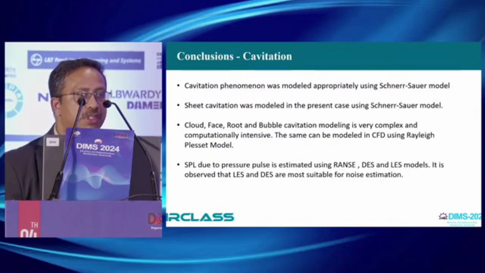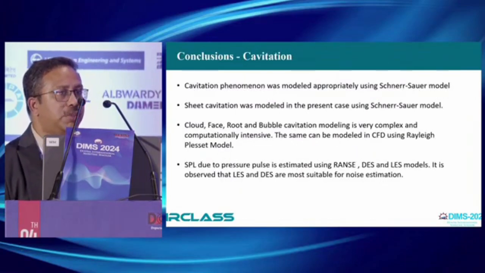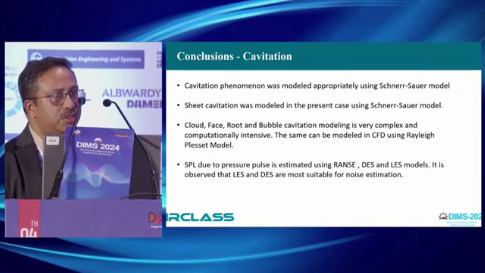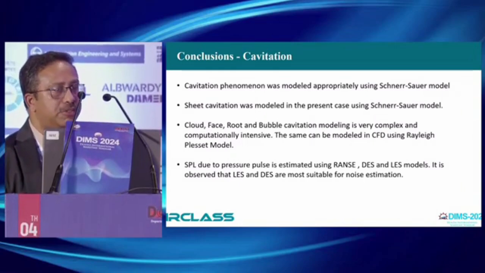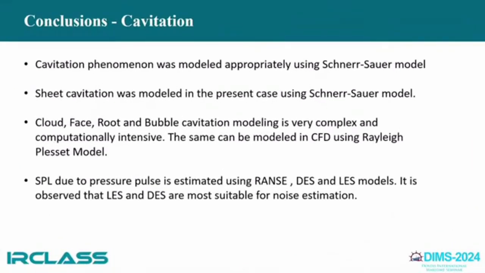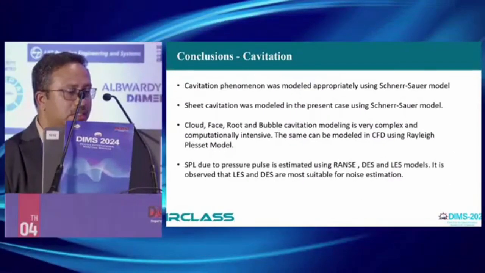So coming to the conclusions with regard to cavitation. If it is our interest to model the cavitation phenomenon as such, then we can verify using the Schnerr-Sauer model, which is a lower order model. Even with RANS, we would be able to find out whether the propeller is cavitating or not. So sheet cavitation can be modeled using the Schnerr-Sauer model. The other types of cavitation, like bubble and tip vortex cavitation and face or root cavitation, are not modeled using this model. If our area of interest is to find out precisely the loss in thrust, then we have to use a higher order model.